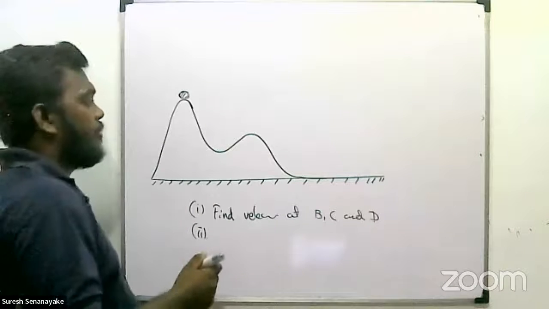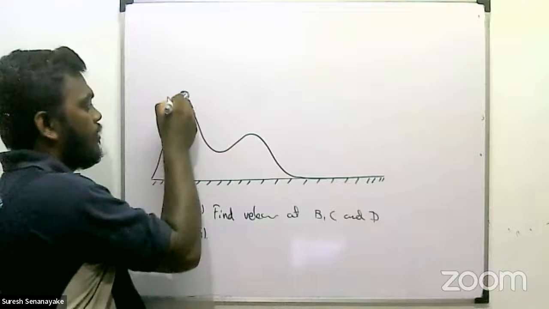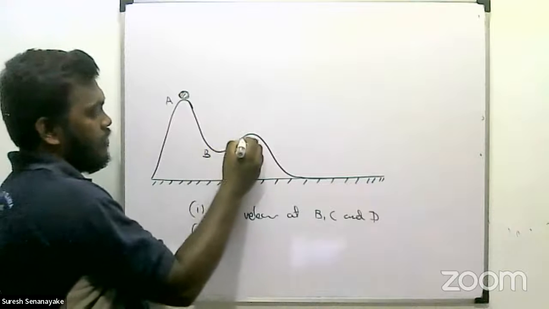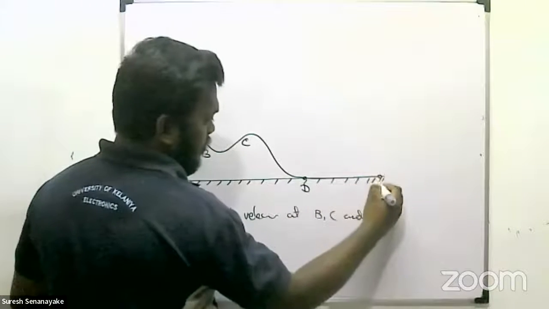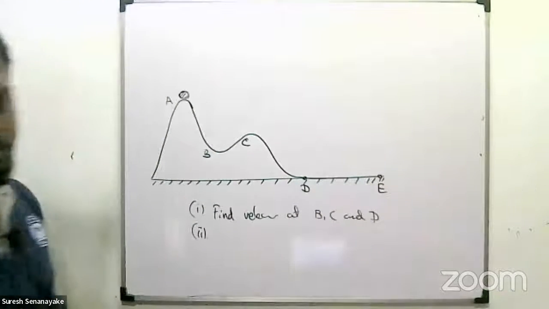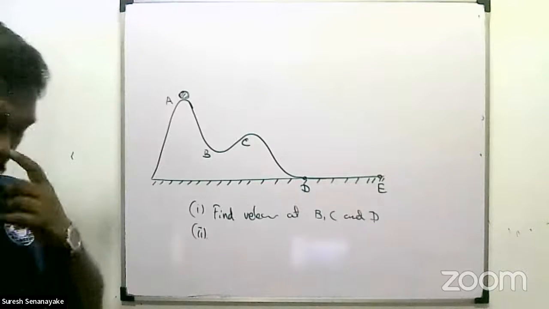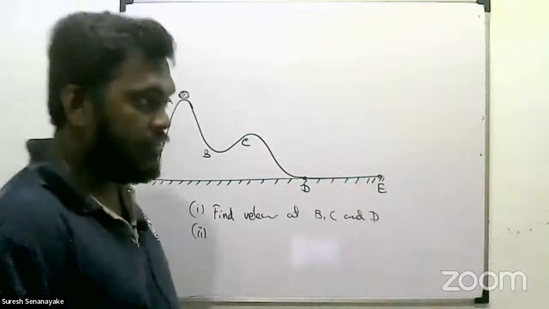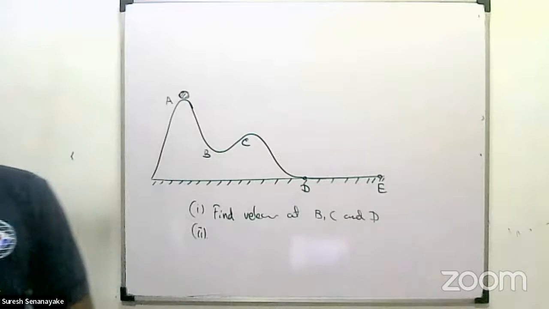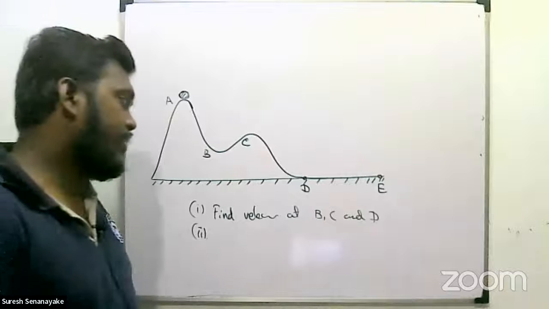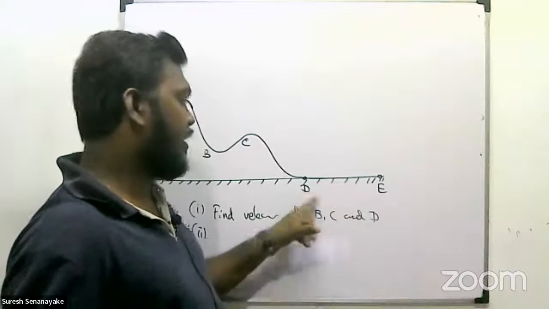The second part: if the object is stopped at E, what is the coefficient of friction? What is the coefficient of friction between D and E? So what is the coefficient of friction of the surface between D and E?